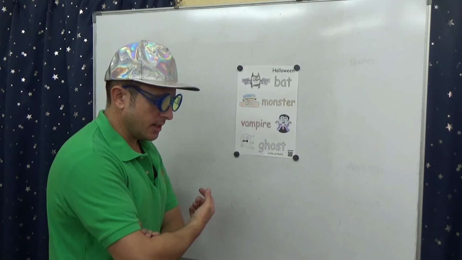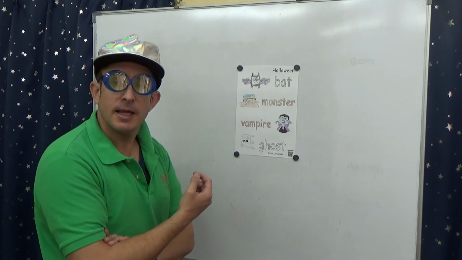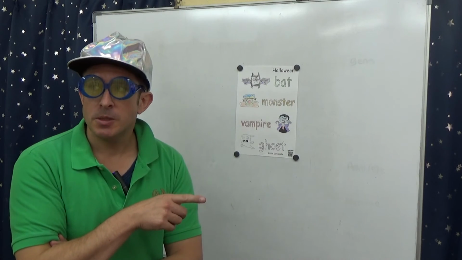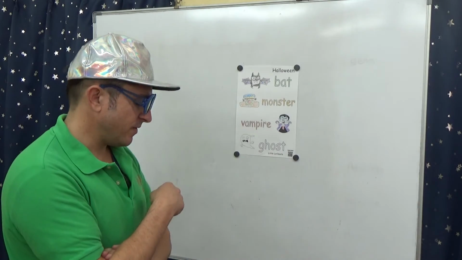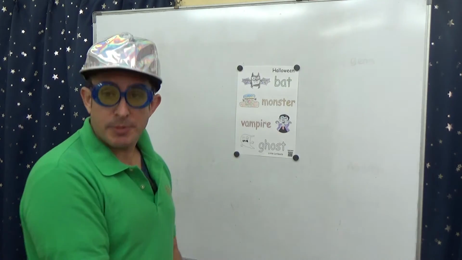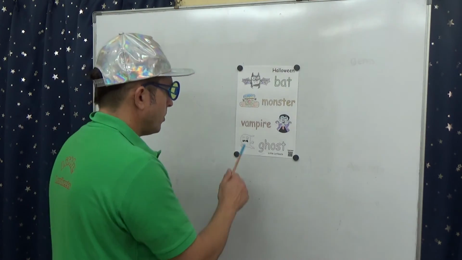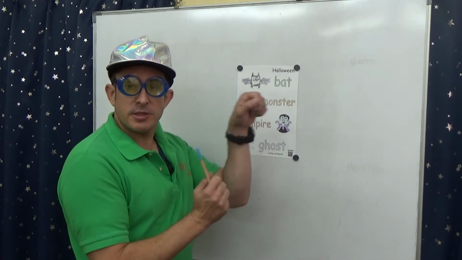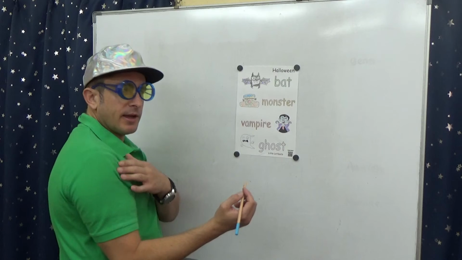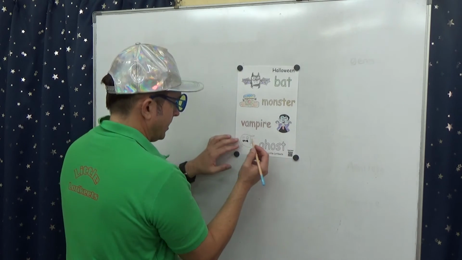What looks like a ghost color? Pink? No, not pink. Orange? No, orange is too festive. Light blue, you say? Okay, right. Remember that I put up the ghost in the pictures in the Five Little Pumpkin video? I think that ghost was blue, wasn't it? Okay, let's color in the ghost.